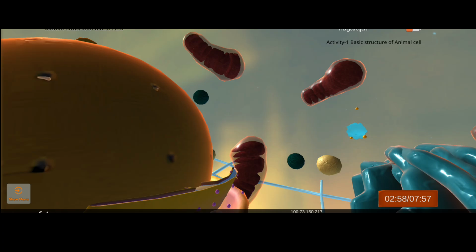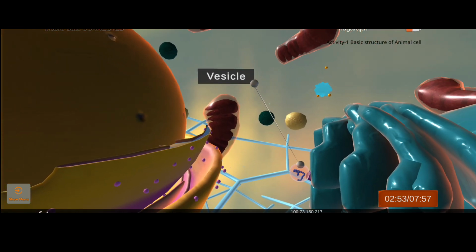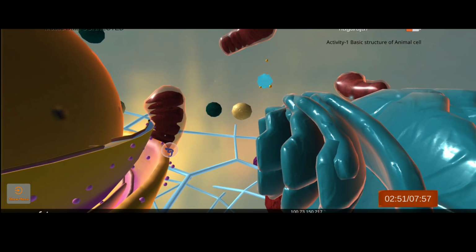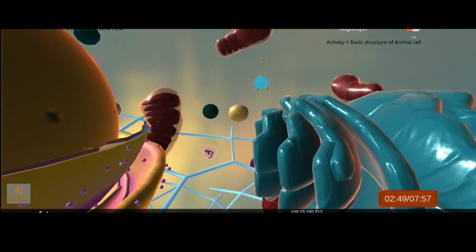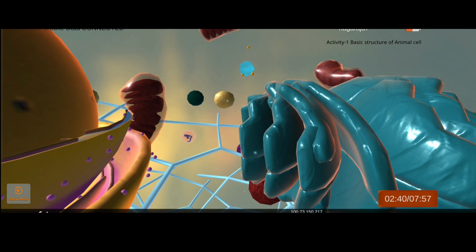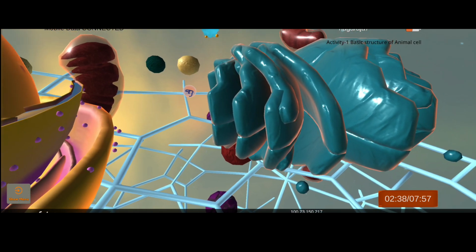On the smooth endoplasmic reticulum or SER, ribosomes are absent. SER helps in the manufacture of fat molecules or lipids. ER serves as channels for the transport of materials between various regions of the cytoplasm and the nucleus. It provides a surface for some of the biochemical activities of the cell.